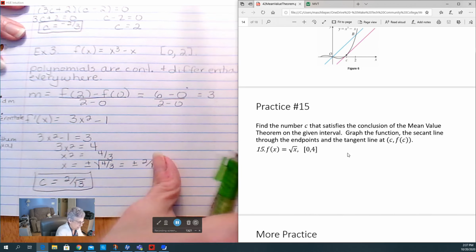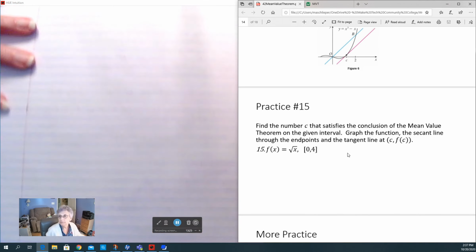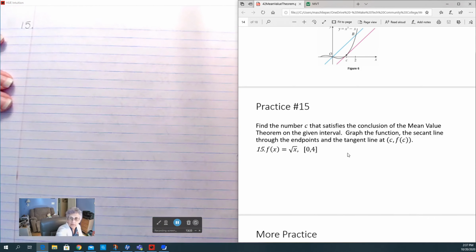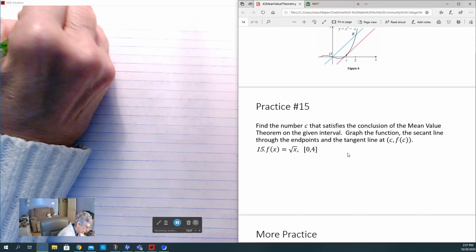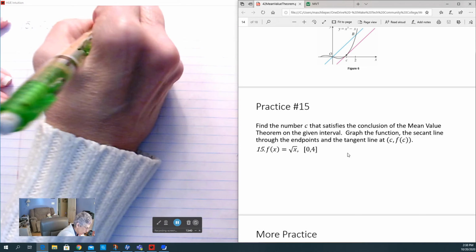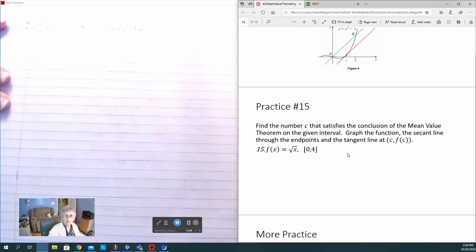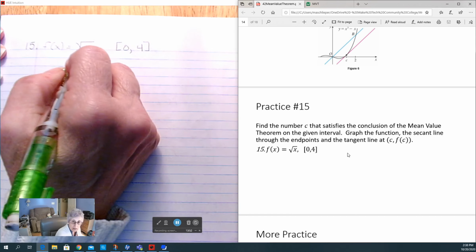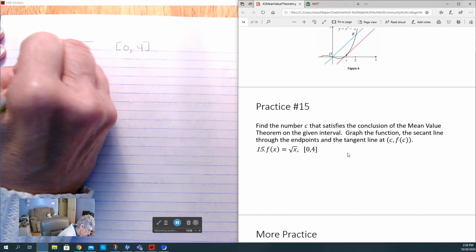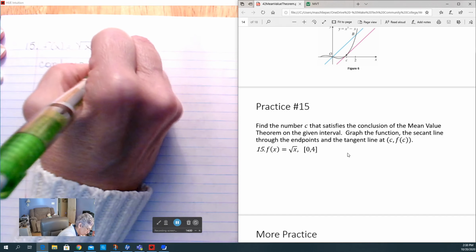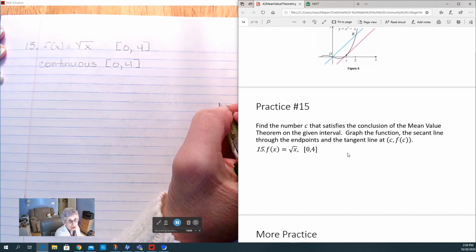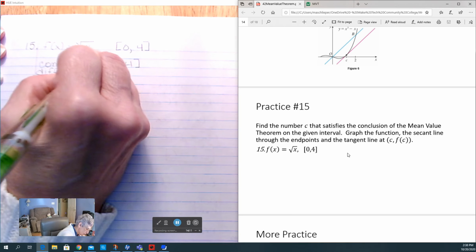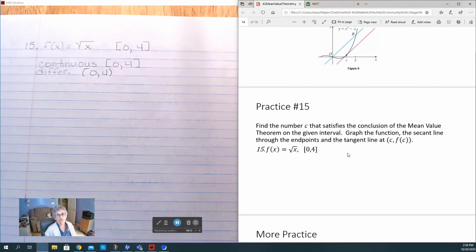Let's practice some more. So f of x is just the square root of x. And we're looking at the interval from 0 to 4. First off, we acknowledge that this is continuous from 0 to 4. Not differentiable at 0, but that's okay. Things are never differentiable at endpoints anyway. So on the open interval from 0 to 4.